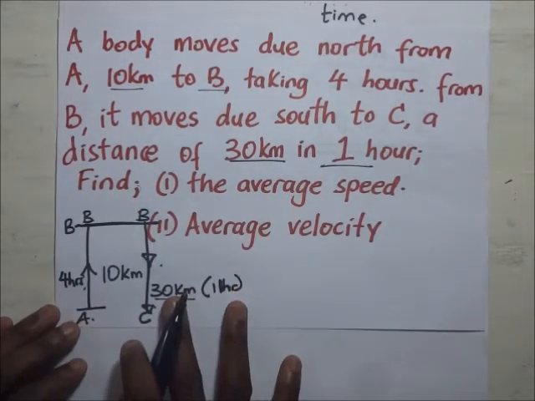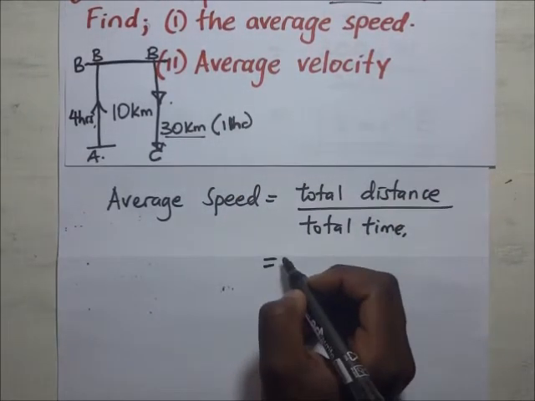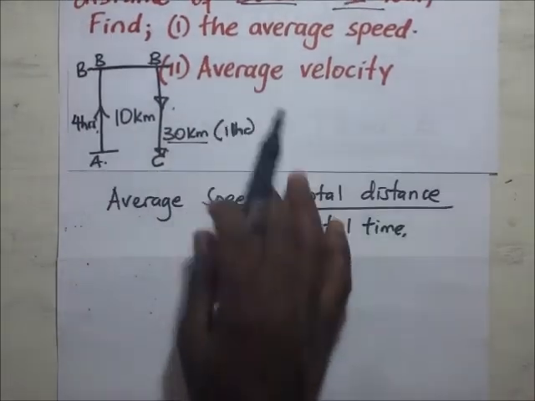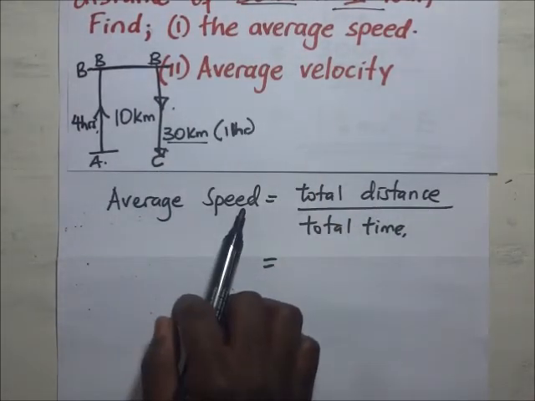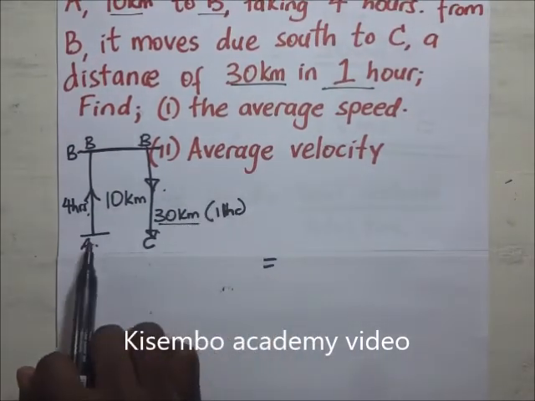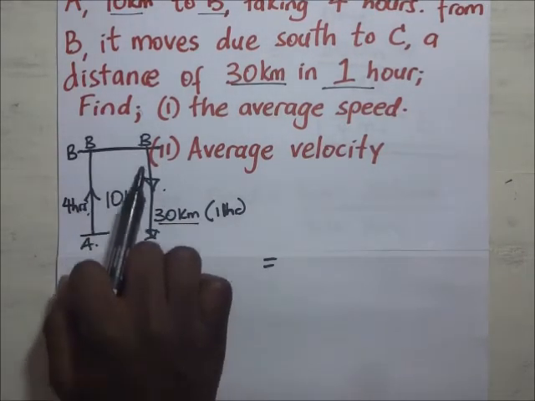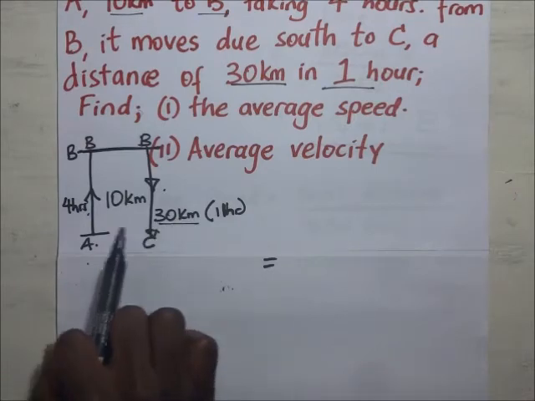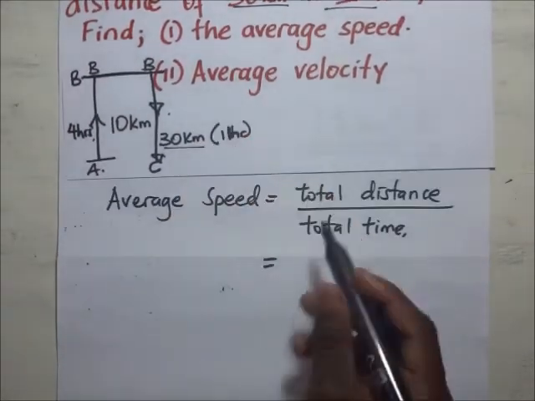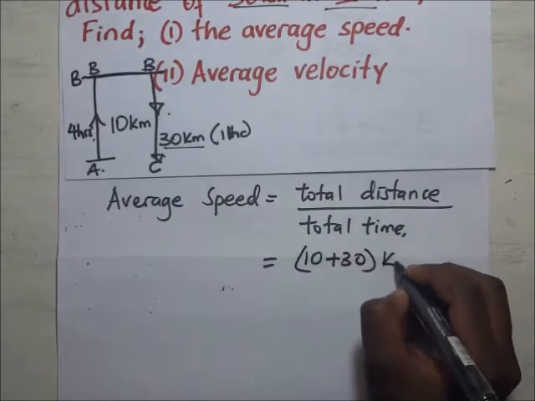So again, to find average speed, it's going to be total distance, divided by total time. So the total distance covered here, since we are dealing with distance, when we are trying to find average speed, we deal with total distance. Distance, we are only going to concern ourselves with the magnitude. So the distance traveled from A up to C, it first moves upward 10 kilometers, then downwards 30 kilometers. So the total distance covered is 10 kilometers plus 30 kilometers. It's going to be 10 plus 30. All this is in kilometers.